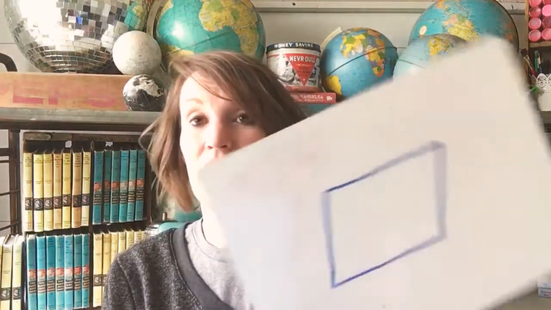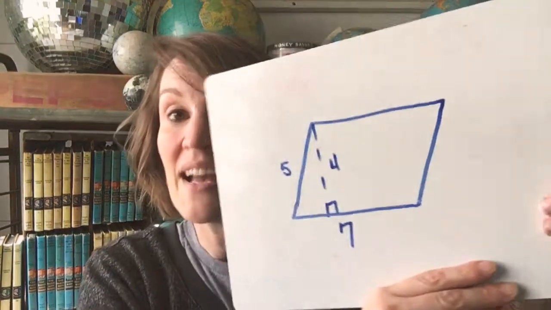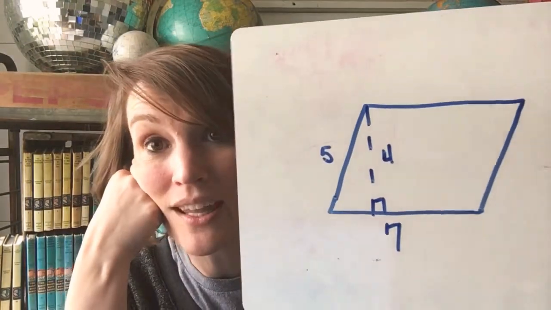Let's see. Let's take this parallelogram, and I want to know what the area of this is. Let me draw you some numbers on here. Let's say that the base is 7, height is 4. And let's make this 5. Okay, ready? Find the area of this parallelogram. Area is equal to base times height.